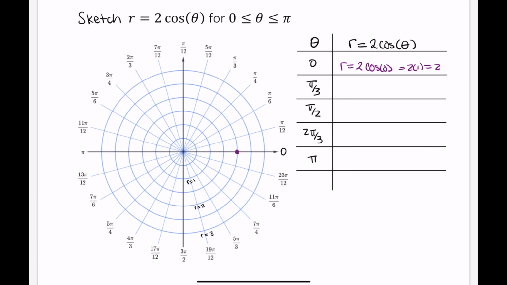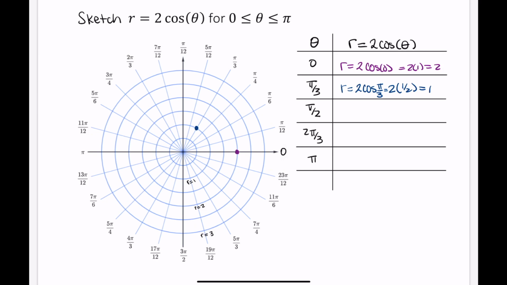When theta is equal to pi over 3, our radius is equal to 2 times cosine of pi over 3. So 2 times 1/2, which is just 1. So let's look for pi over 3 and hope I didn't mislabel it this time. I did not. It is here in its correct location. It's not, say, over here. Anywho, it's here, and I want to go out to a radius of 1, so right here. Then I'm going to sketch one more point, then I'm going to start connecting these dots for you.